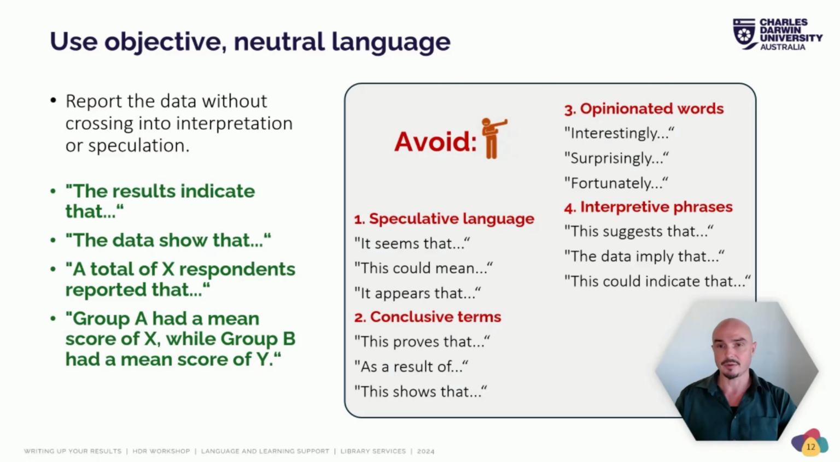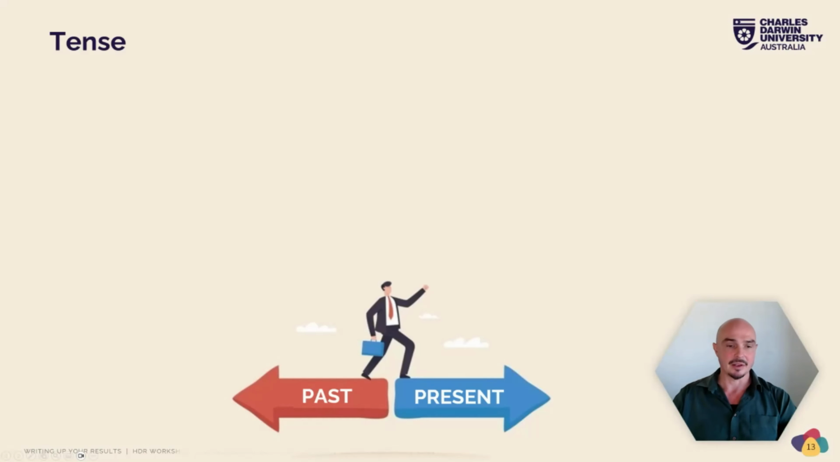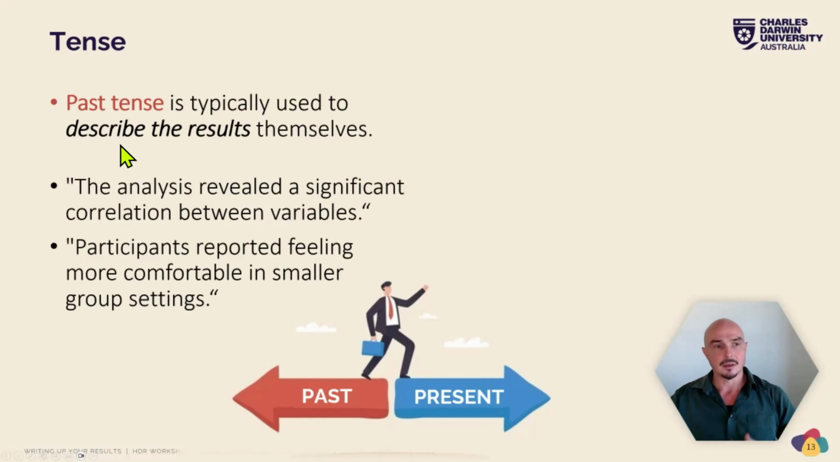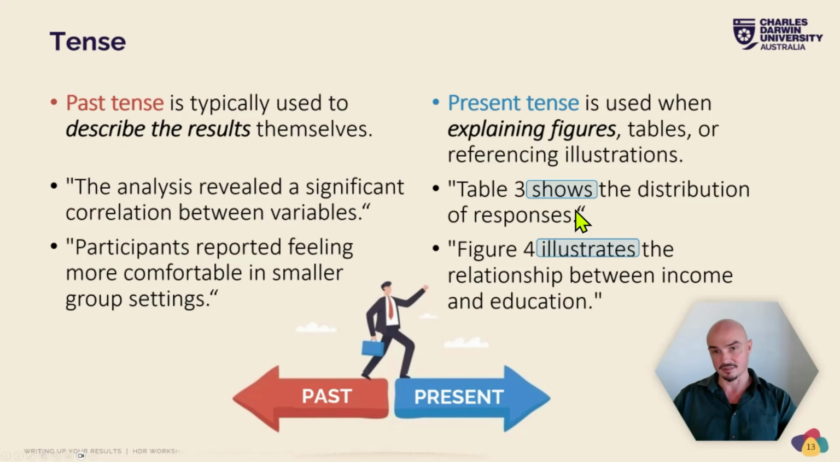We don't use interpretive phrases, and we try not to exaggerate or use definitive, strong statements that could be disproven later. In terms of tense, when we're talking about the results themselves, we use the past tense. For example, the analysis revealed or participants reported. But when we're talking about visuals, we use the present tense. So past tense for a description of the results, but present tense for describing tables or visuals in our document.